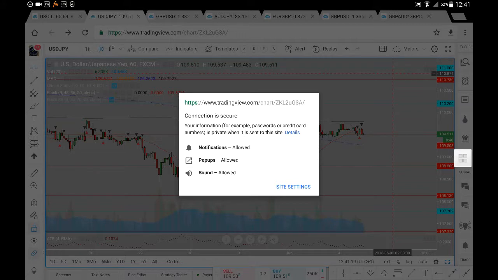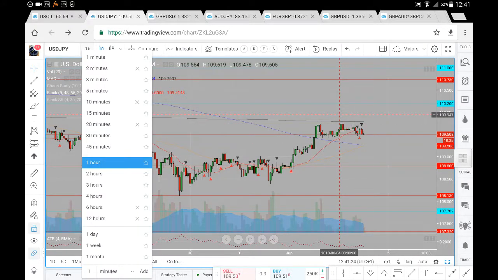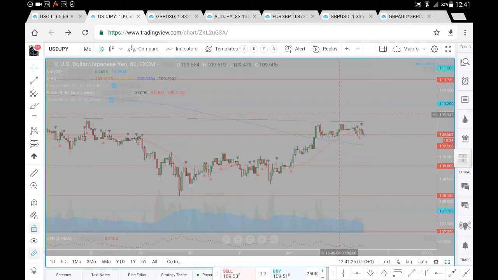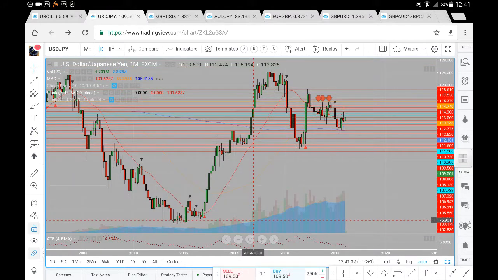What we'll do now is we'll have a look at the higher time frames. So here on the US dollar Japanese yen, as you can see, we have our highs, our lows, a lower high.